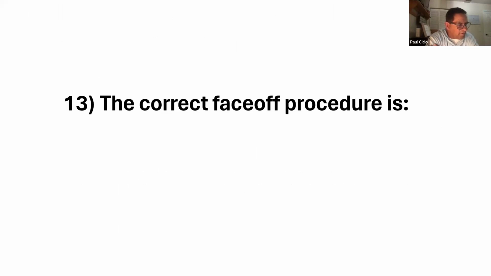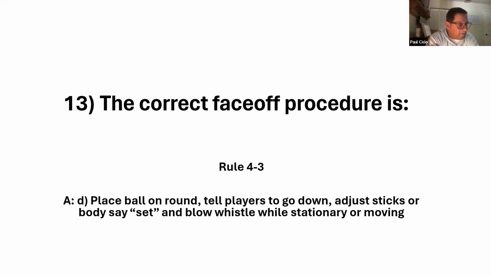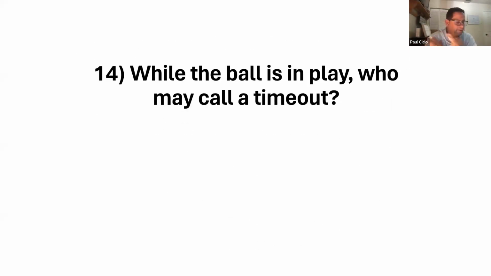13. The correct face-off procedure is D: place the ball on the ground. Not the round, the ground. Tell players to go down, adjust the sticks or body, stay set, and blow the whistle while stationary or moving. So you guys can vary your cadence. You can vary what you do in high school. We can move the players around. Try not to do it a lot, especially do it early, and then you shouldn't have to do it anymore.